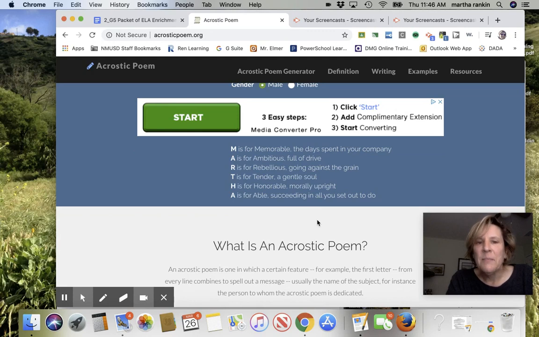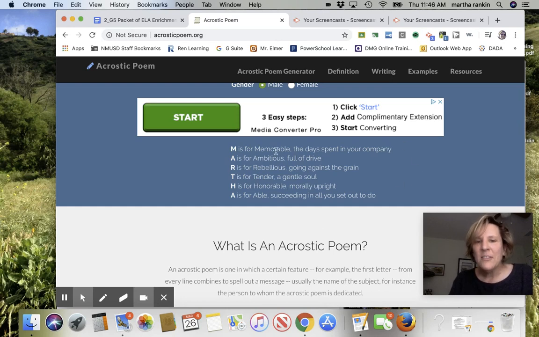I love it. M is for memorable, the days spent in your company. A is for ambitious, full of drive. R is for rebellious, going against the grain. T is for tender, a gentle soul. H is for honorable, morally upright, and A is for able, succeeding in all you set out to do. I love all of that.